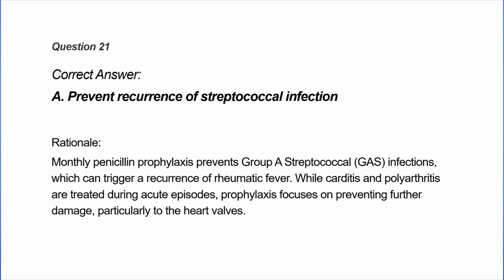Rationale: Monthly penicillin prophylaxis prevents group A streptococcal infections, which can trigger a recurrence of rheumatic fever. While carditis and polyarthritis are treated during acute episodes, prophylaxis focuses on preventing further damage, particularly to the heart valves.